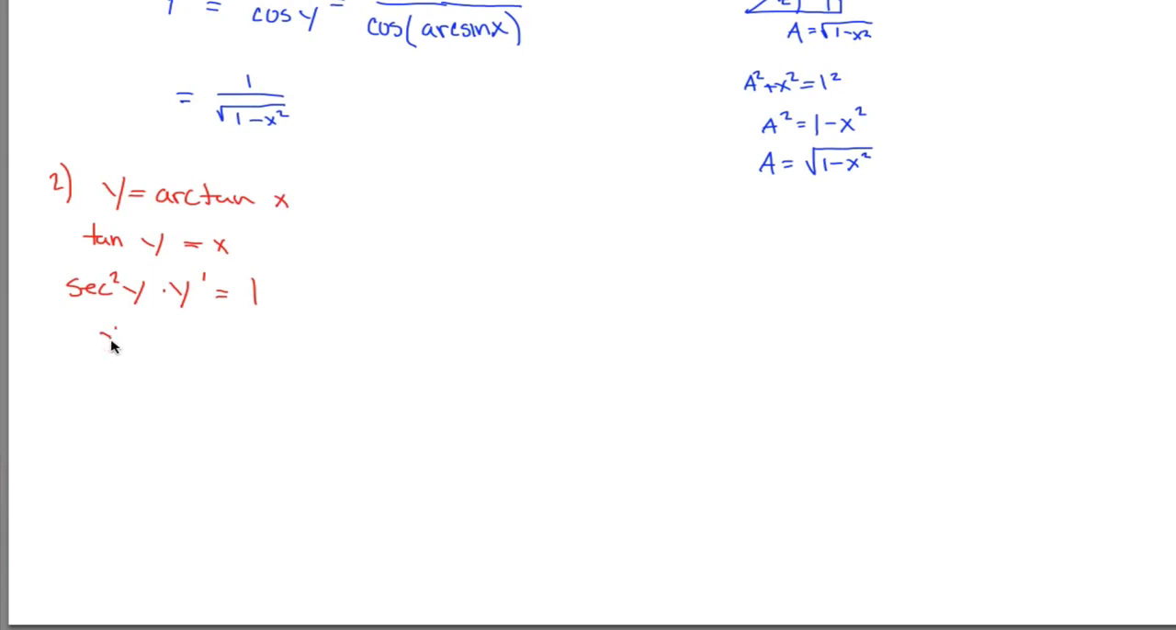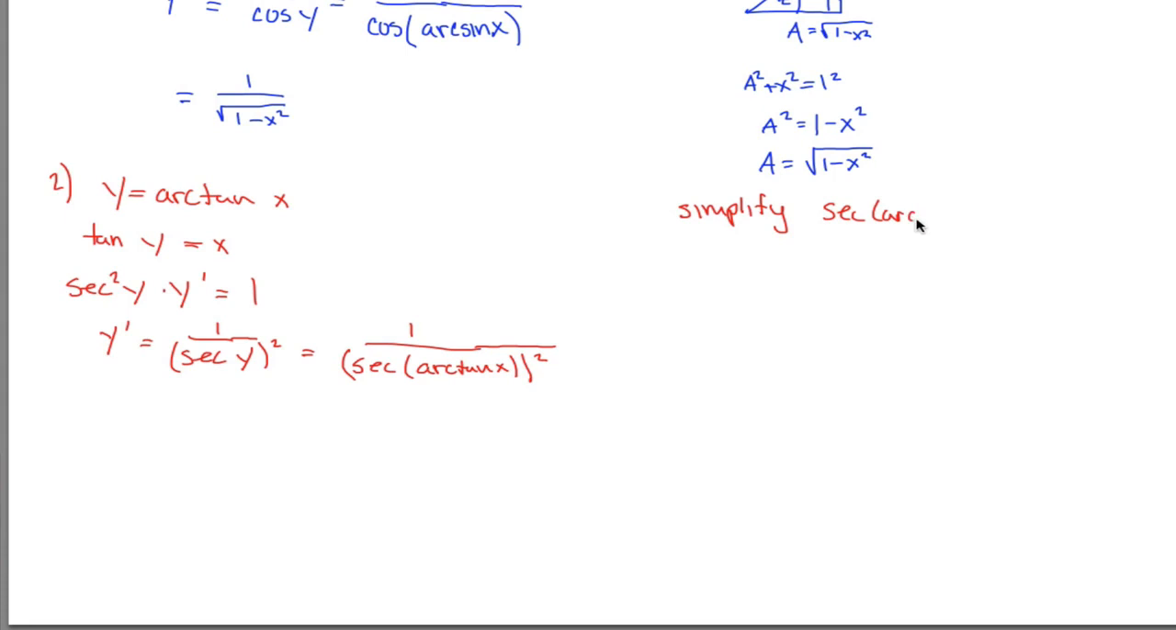Okay, so you get here and you solve for y prime. You get y prime equals 1 over secant squared of y, which you can write as secant of y squared if you want. And the reason I wrote it like that is I think it'll make it a little bit easier to find our answer. I don't want to leave my answer as secant of y, though, because I know y is arctangent of x. So what I'm going to say is my answer is 1 over secant of arctangent of x squared. And then over here, I'm going to simplify the secant of the arctangent of x.